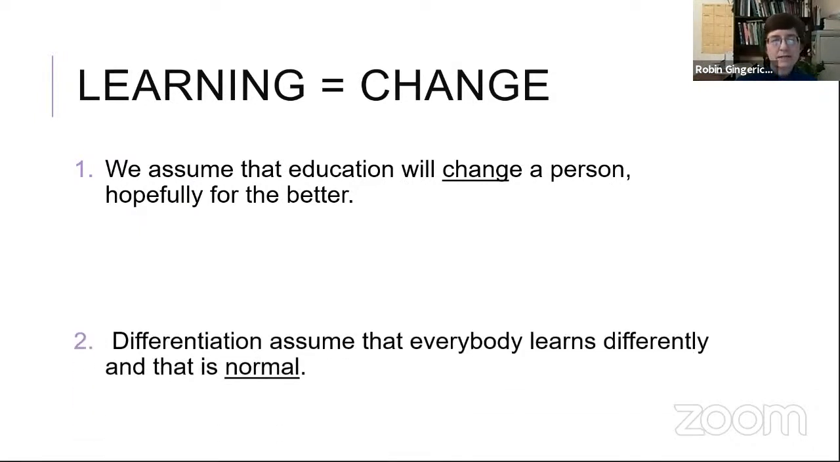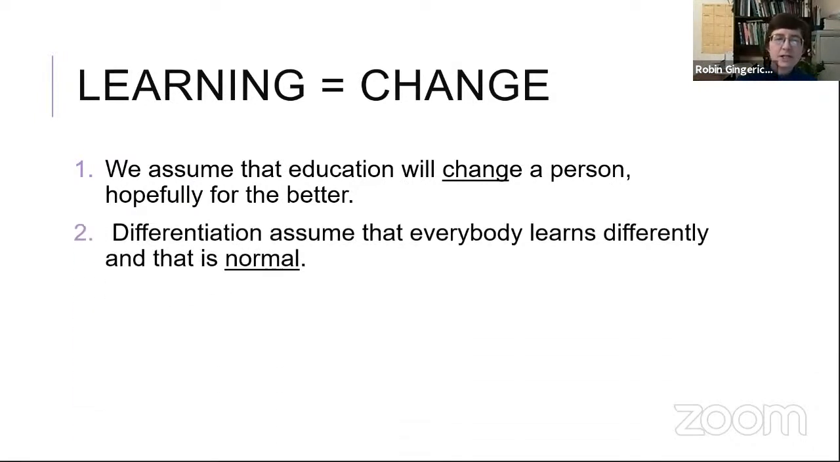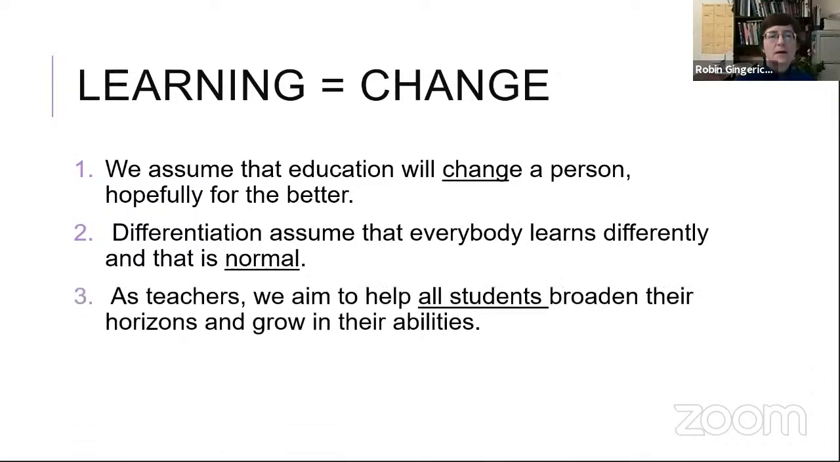The second point of differentiation is that differentiation assumes that everybody learns differently, and that's normal. Okay, so students and pupils and adults all have different ways of learning. Our brains are not all exactly the same, and that's okay. That is normal. The third point is that teachers, if they believe that everyone learns a little bit differently, aim to help everyone. We aim to help all of our pupils and students broaden their horizons and grow from wherever they are in their abilities.